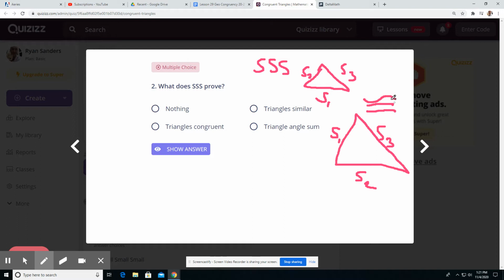And we would use the congruence terminology or symbol for that. So exactly the same shape is the congruence. So let's see. Triangles are similar? Nope, it could be bigger or smaller. We're talking about exactly the same here. Triangle angle sum, that's talking about the insides. Triangles are congruent.